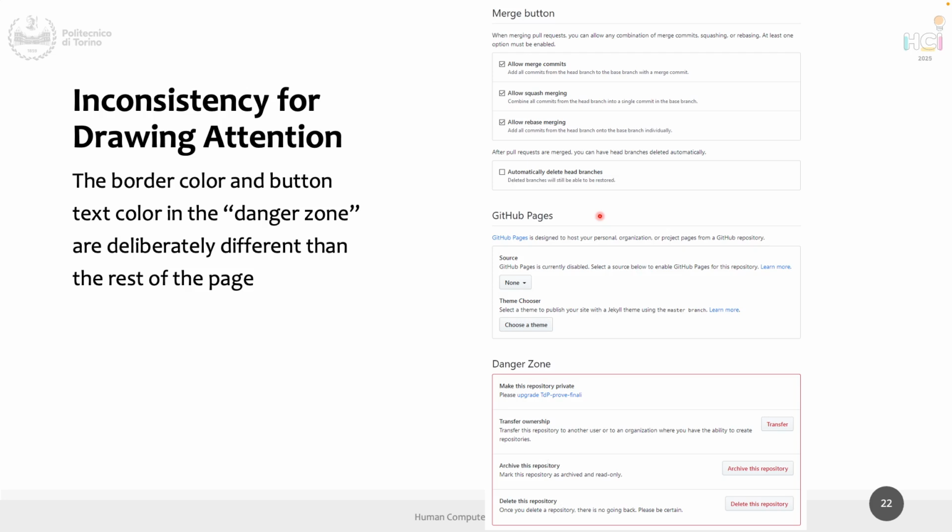So inconsistencies are not bad per se, but need to be used with purpose. So in this case, to draw attention to something that otherwise would not get it.